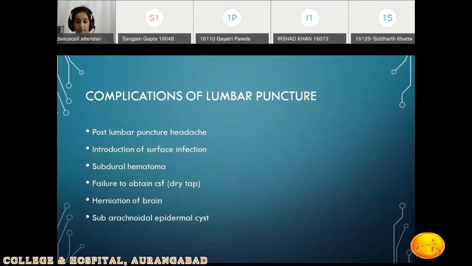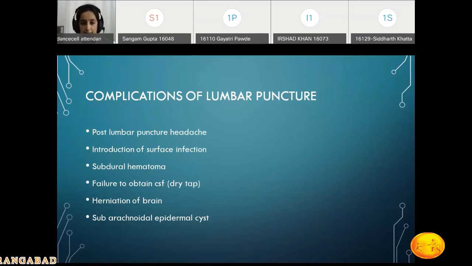Also replace some fluid in the form of IV fluid if the patient is dehydrated. So you can replace 500 ml of IV fluids, isotonic saline. And introduction of surface infection is another complication we've already discussed. You can introduce the surface commensal bacteria like Staph hominis, Staph saprophyticus inside, and they can cause CNS infection, iatrogenic CNS infections.